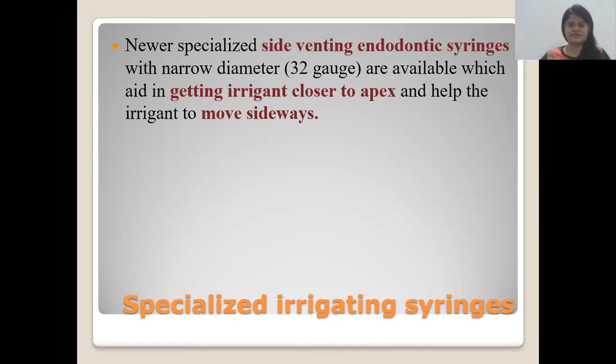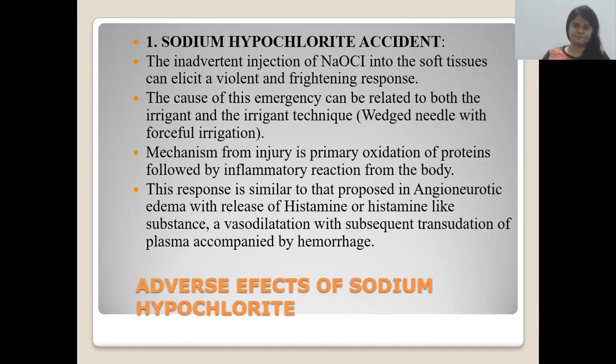As for specialized irrigating syringes, the newer specialized side-venting endodontic syringes are mostly safer to use with sodium hypochlorite, with a narrow diameter of 32 gauge. They aid in getting the irrigant closer to the apex and help in moving it sideways rather than crossing the apex and causing a sodium hypochlorite accident. So these are the properties and effects of sodium hypochlorite as an agent.